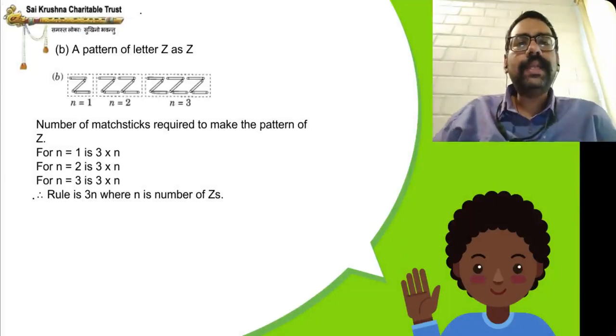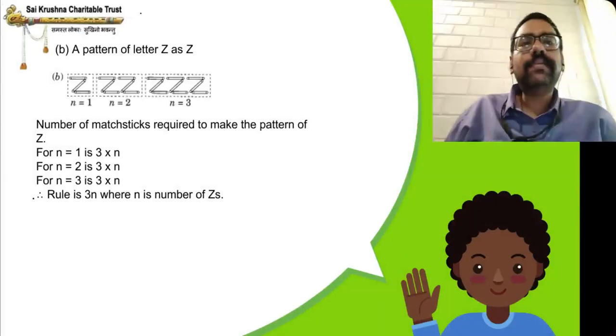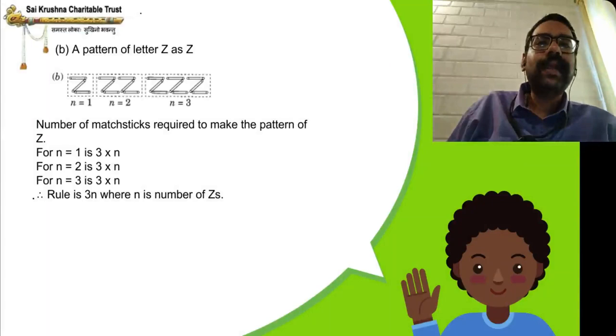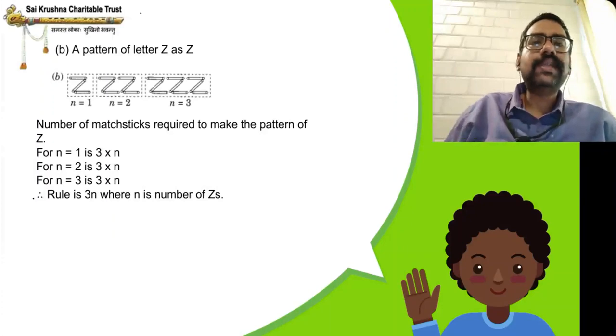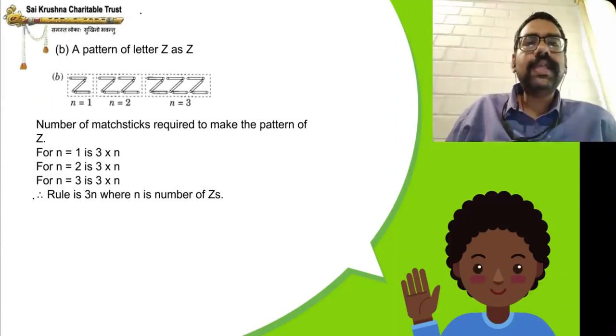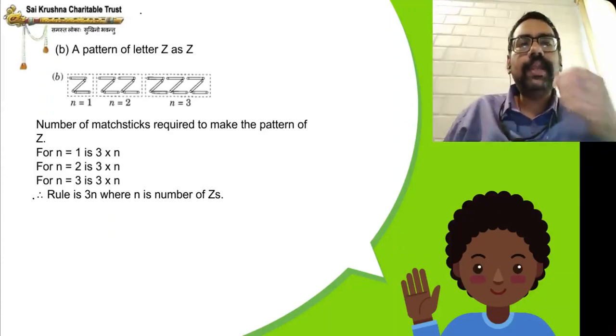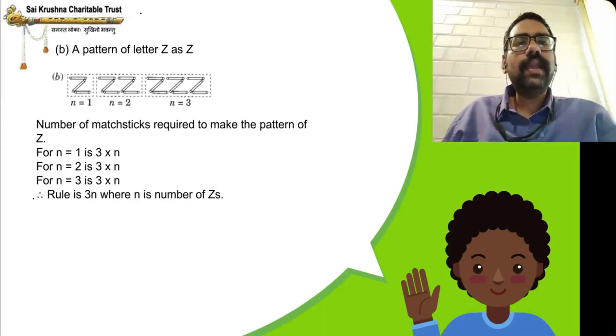Pattern of letter Z. How many matchsticks are required for 1 Z? 3, so 3 into 1, 3. For 2 Z's, where n is equal to 2, n stands for the number of Z's, 3 into 2, 6. For n equal to 3, 3 into 3, 9. The rule is 3n, where n is the number of Z's.